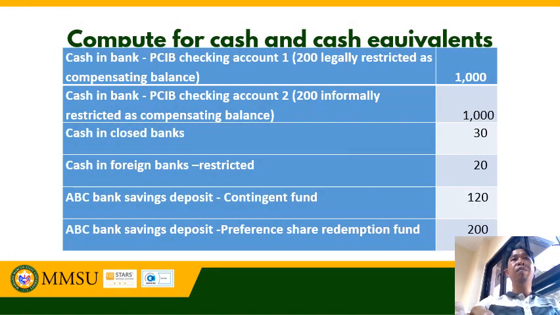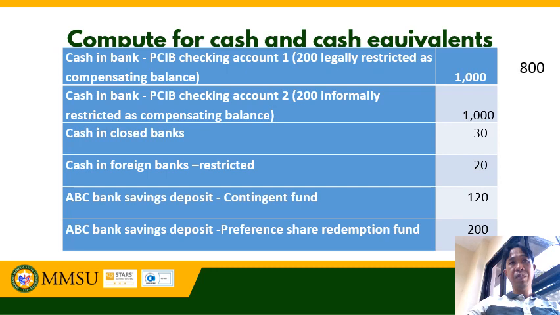Okay, so in this problem, we have the first item, cash in bank, PCI bank, checking account number 1, 200 legally restricted as compensating balance. Okay, so what's the rule regarding compensating balance? If it's legally restricted, deduct. Generally, the amount deducted would form part of long-term investment. So 800 will be part of cash.